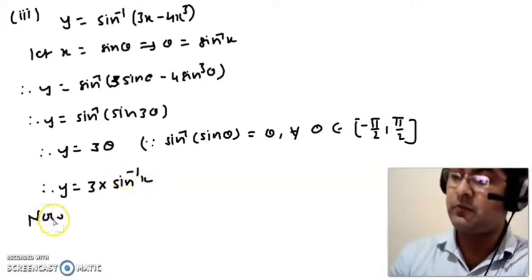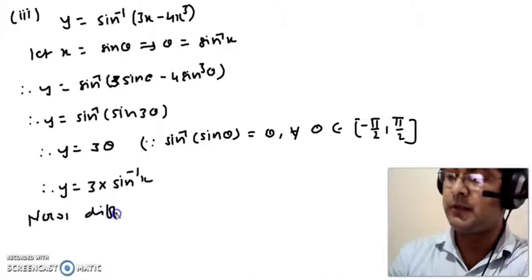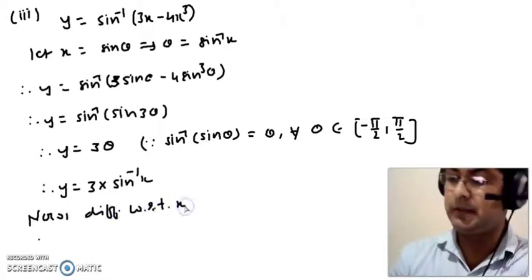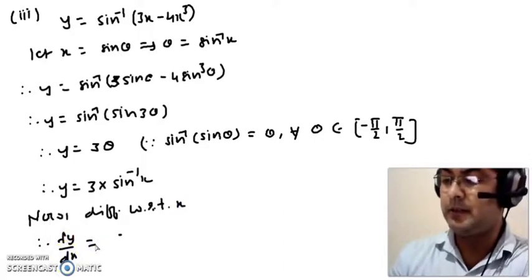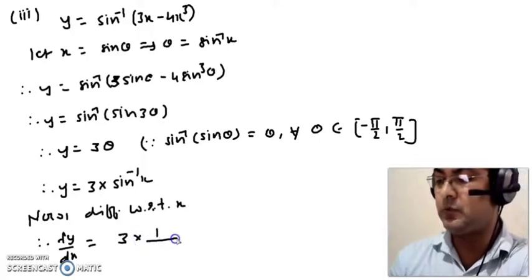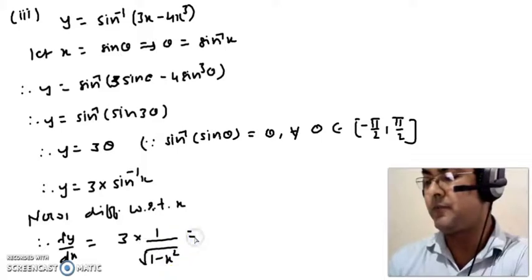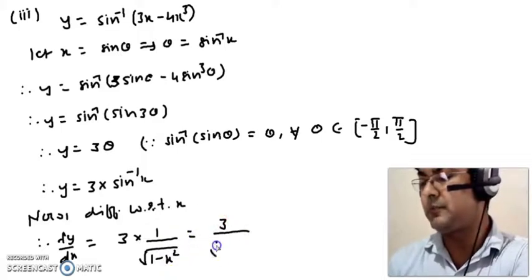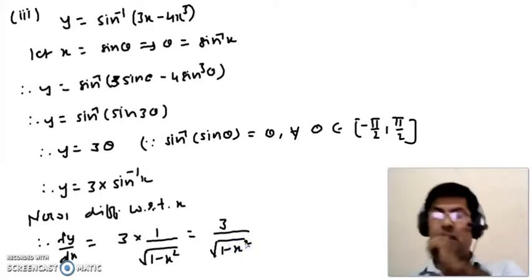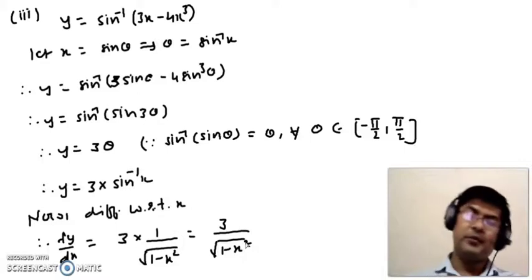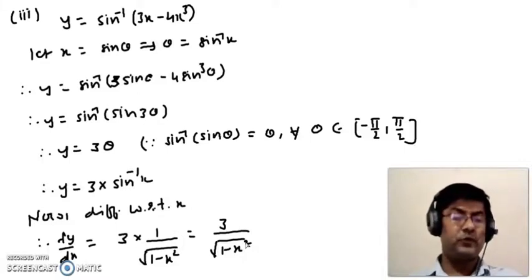Now differentiating with respect to x, and therefore we can write dy by dx is equal to 3 into 1 upon square root of 1 minus x square is equal to 3 upon square root of 1 minus x square. So we have completed third question.